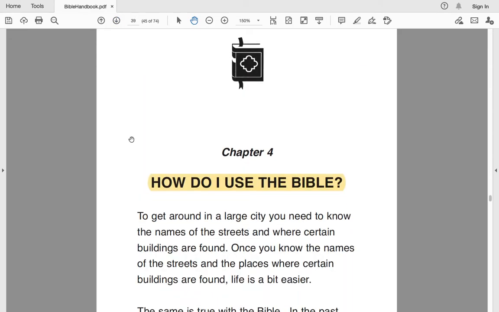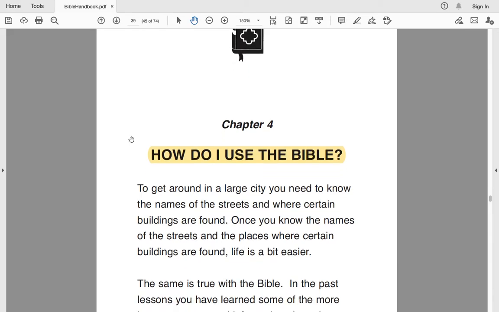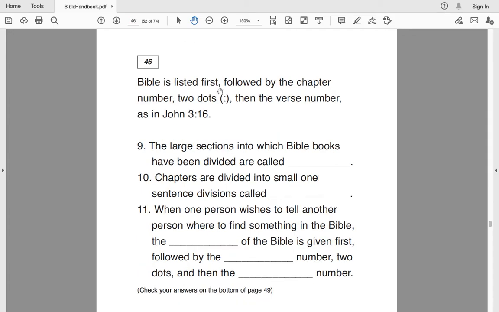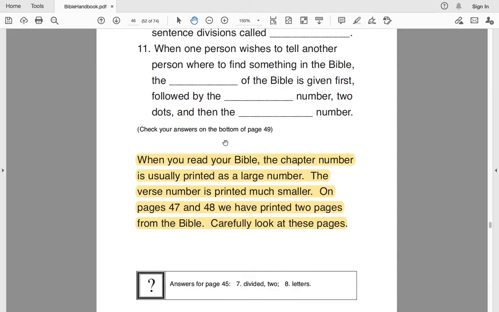On page 39, the last chapter, chapter number 4, How Do I Use the Bible? Again, there are objectives: use the Bible's table of contents, and know how to find a certain book of the Bible, chapter and verse. If you page ahead to page number 46, at the bottom, there is an explanation as to how the books of the Bible have been divided into chapter and verse.